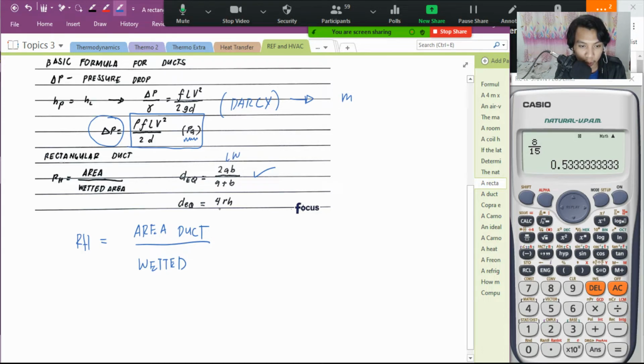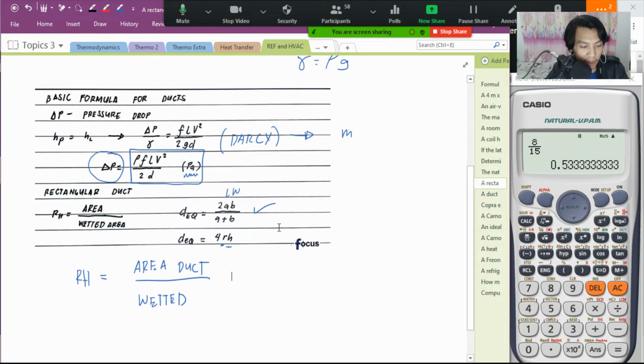Now, how about yung ano naman, kunwari, meron ka diyang semicircle, okay? This is the radius of the circle times the height of the circle. Or the height of the flow. Okay? Equivalent diameter kapag circular. Okay?